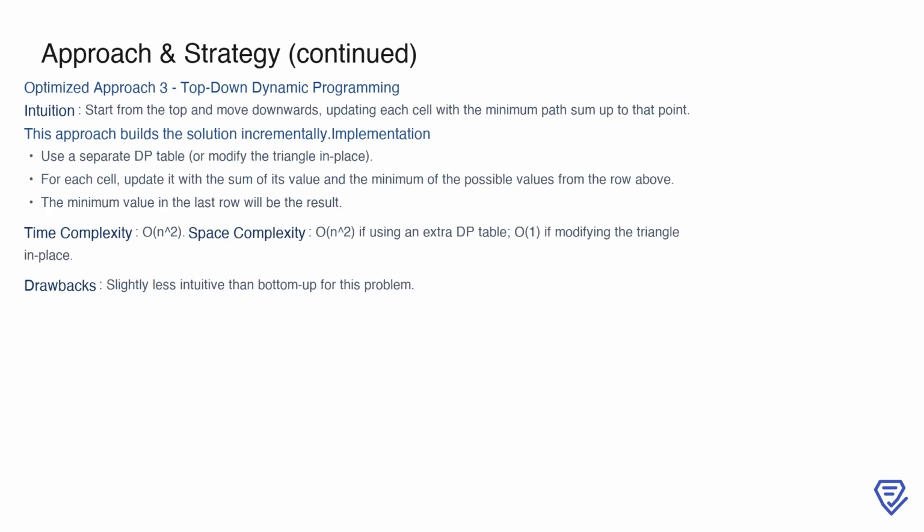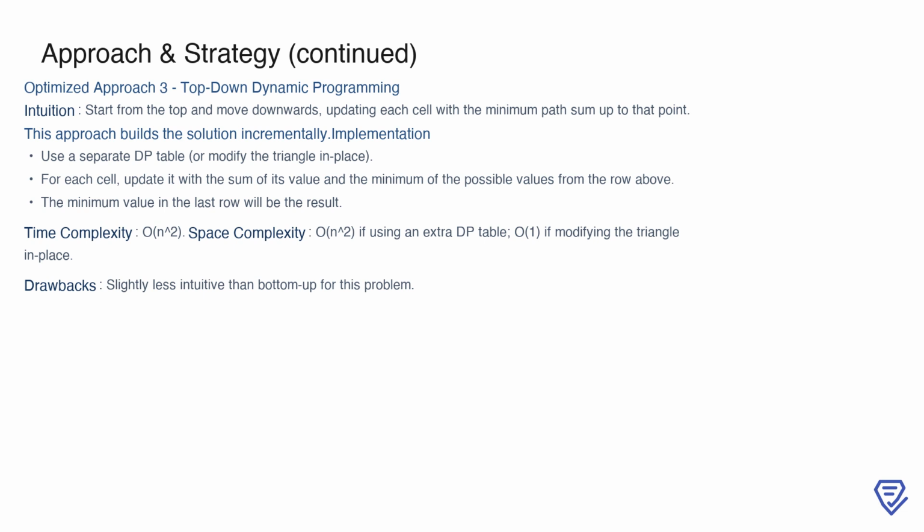Another possible strategy is top-down dynamic programming. Here, we start at the top of the triangle and move downward, incrementally building the solution. For each cell, we update it with the sum of its value and the smaller of the two possible values from the row above.